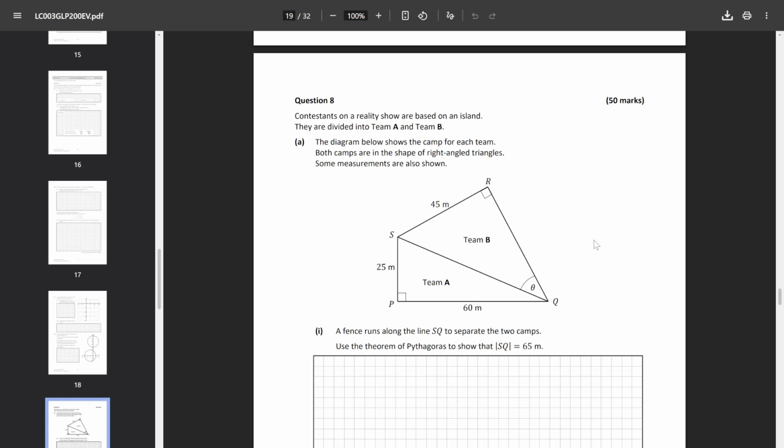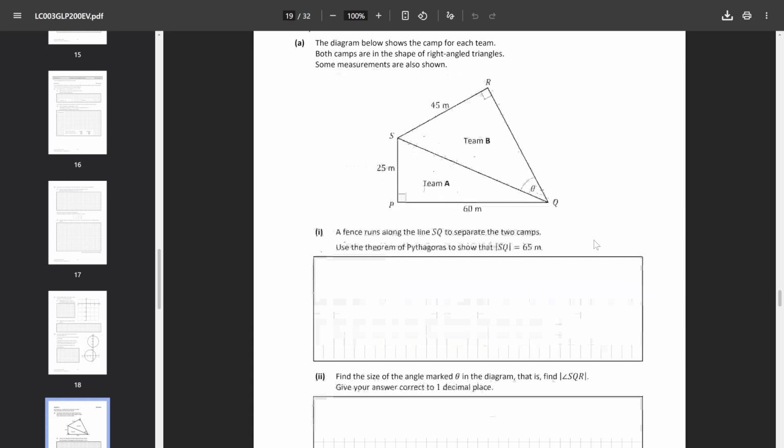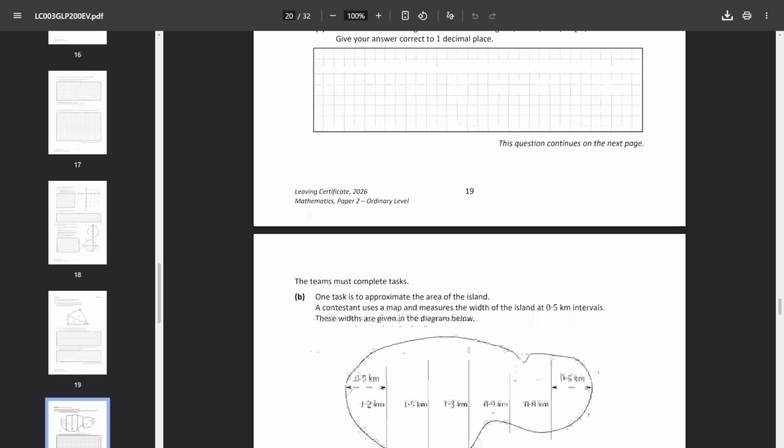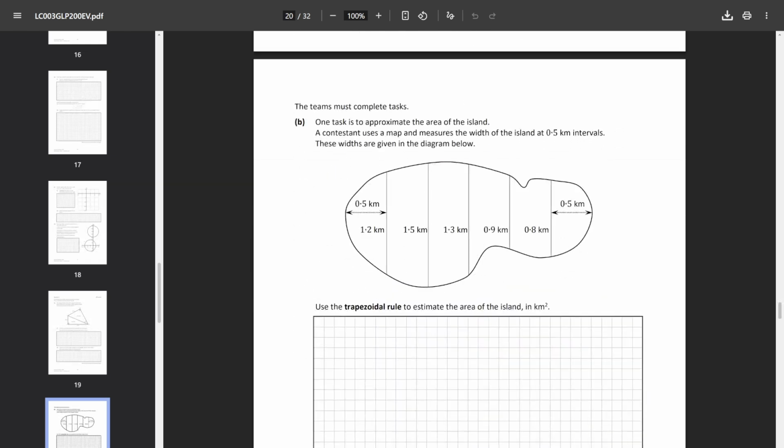Question 8, some pretty nice trig. So if you knew your trig and your SOHCAHTOA, again, these two always come up in pairs. So knowing your Pythagoras and knowing your SOHCAHTOA does come in pretty handy. Then the trapezoidal rule came up. Again, it's one we were kind of expecting. Pretty sure the last time was 2024 or 3. Can't remember.